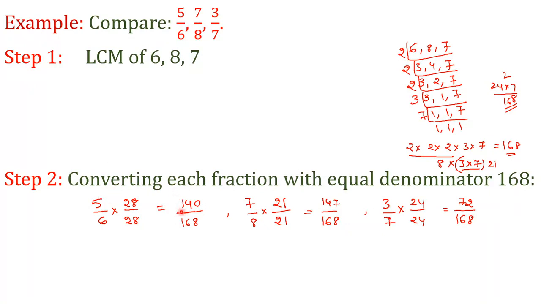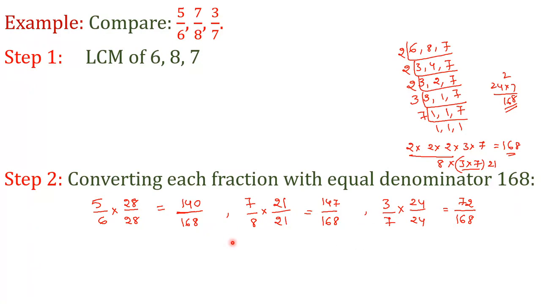Why are they equivalent fractions of the given fractions? Both the numerator and denominator you are multiplying with the same number. So 5 by 6 is nothing but 140 by 168. 7 by 8 is nothing but 147 by 168. 3 by 7 is nothing but 72 by 168. Now you have converted all the fractions to having the same denominator. Now you can compare them easily.